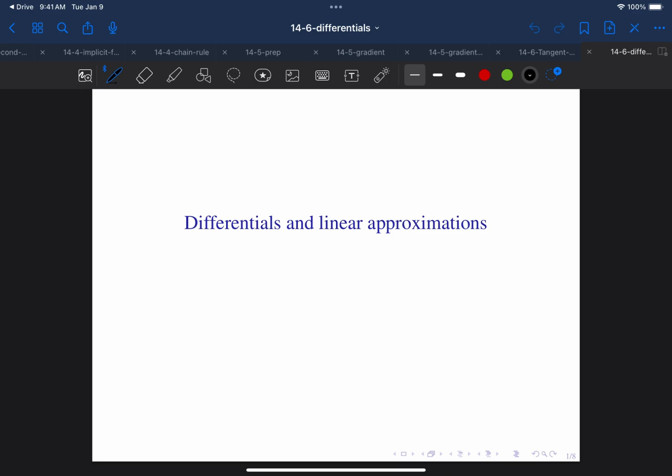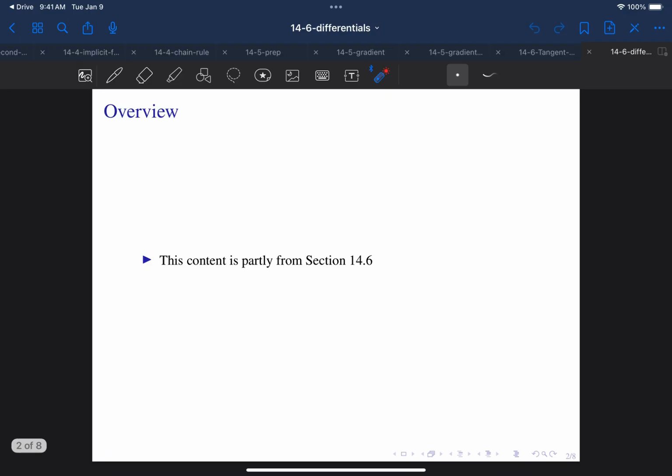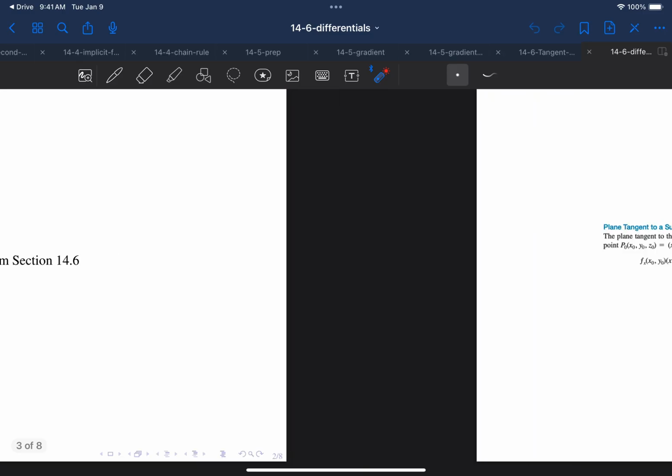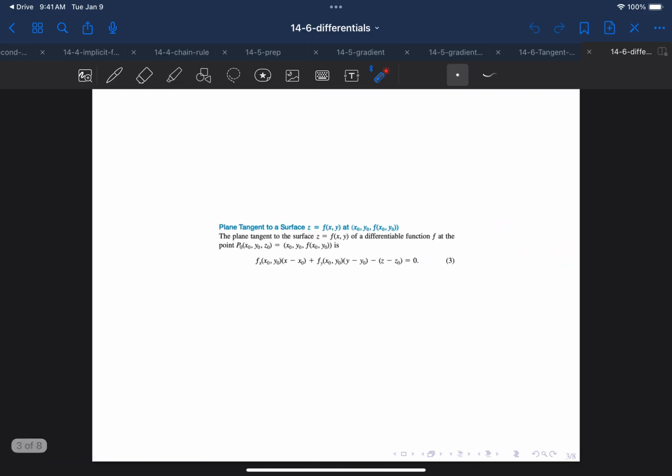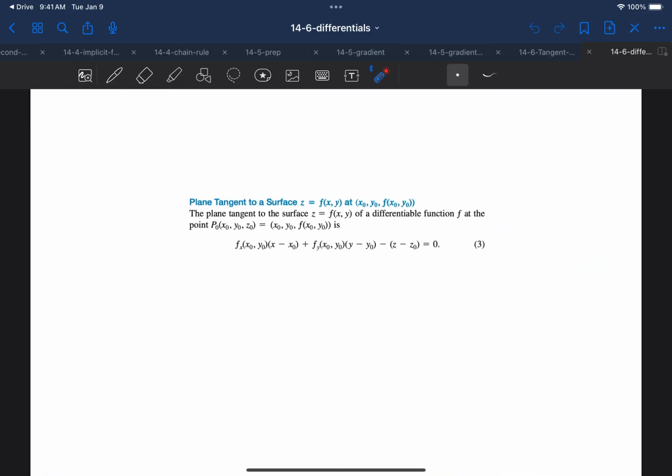In this video, we are going to talk about two concepts, differentials and linear approximations. They're actually motivated from one application, and this is still partly from section 14.6. So first we recall the tangent plane to a surface.